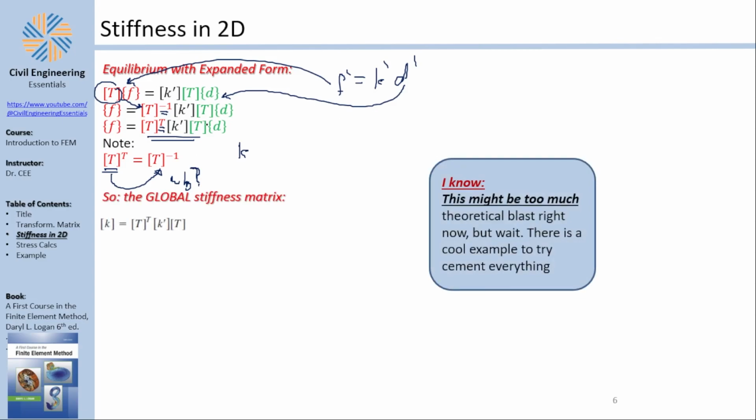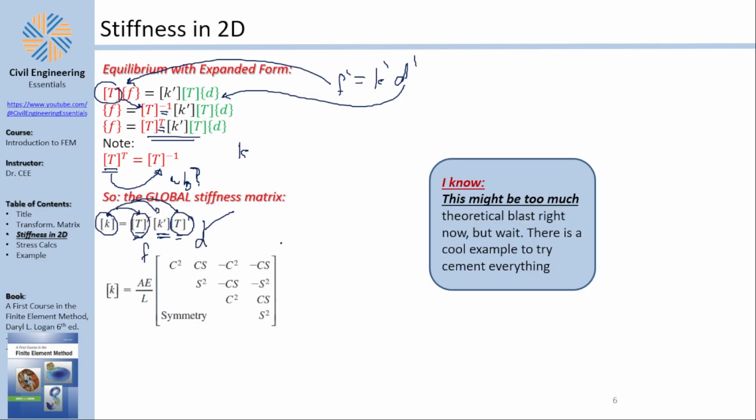So in the end, our global stiffness matrix is T transpose k local T. And this is always the case, most probably, regardless of what the element is. If it's a beam element, if it's a truss element, if it is a shell element, the global stiffness matrix for an element equals the transformation transpose, stiffness, transformation. This transformation is for the displacement, and this transformation transpose was for the force.